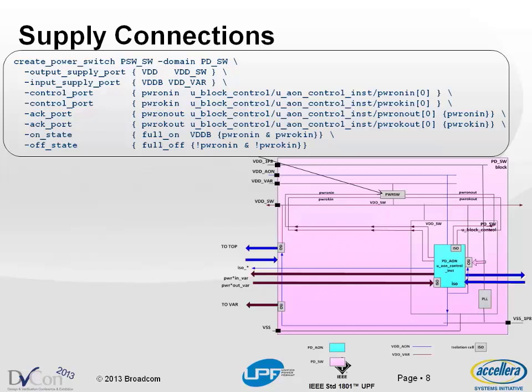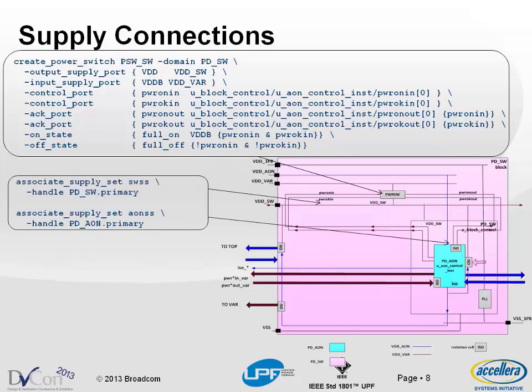And you basically make connections between each of your inputs, each of your ACK ports, and define what's the function of that ACK port. In this case, the power on out happens to be an assign statement of power on in. And you can also define what is the condition for which this switch turns on or off.